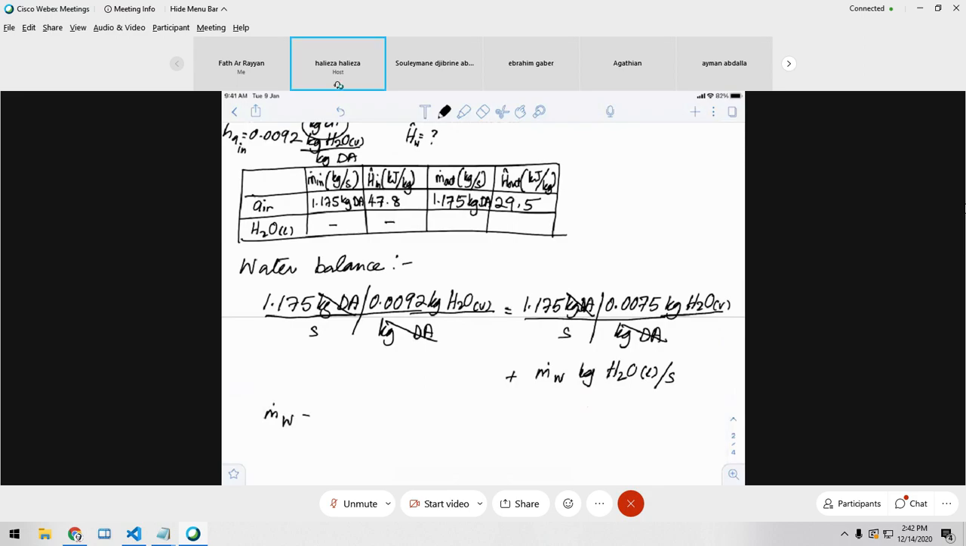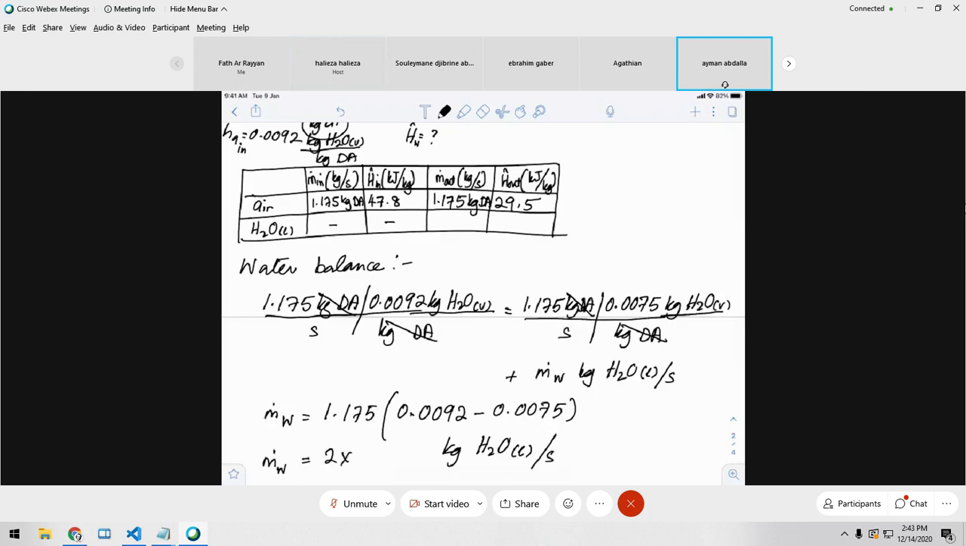Take the 1.175 kilogram out of the bracket, and then we just get the difference between the values of the absolute humidity. That will give you your kilogram of water per second condensing. Can you calculate that? Yes, 2 times 10 to the power negative 3. Thank you, Aiman. So that's the amount of water that condenses.